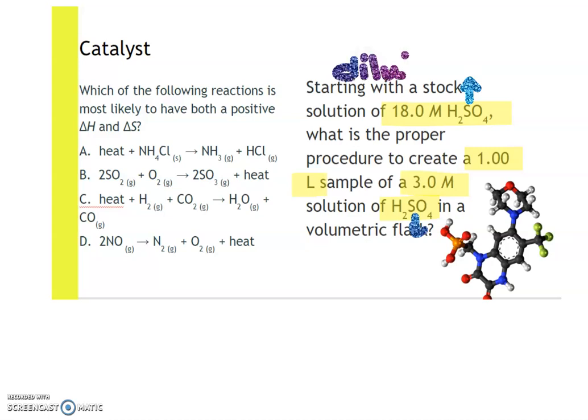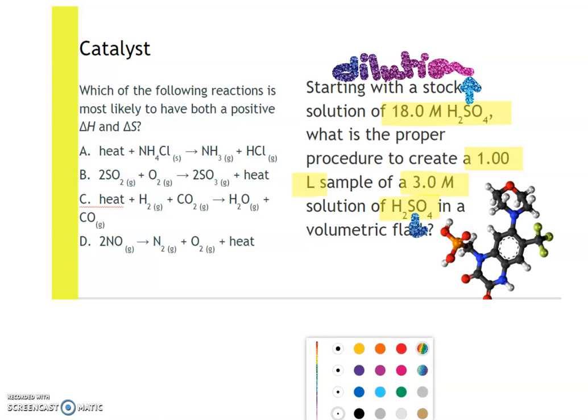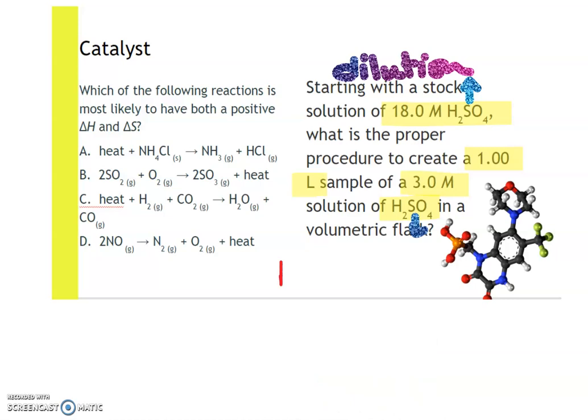And the minute you figure out that it's dilution, the first thing you should do is go to the equation M1V1 equals M2V2. And so that's what we're going to do. We're going to write M1V1 equals M2V2. I'm going to go ahead and label what everything is. Since 18.0 molar is your higher concentration, this must be your M1.